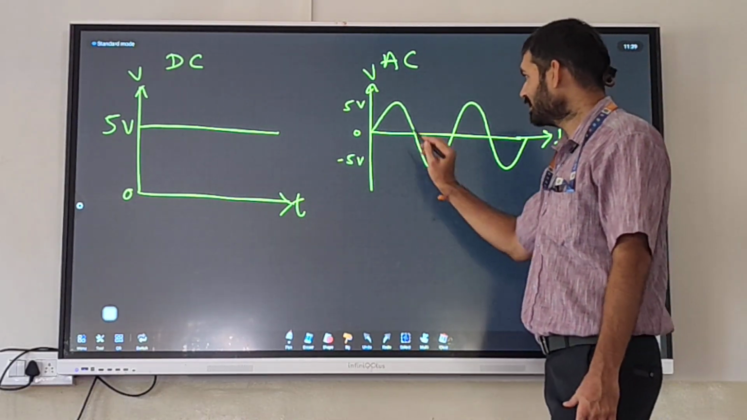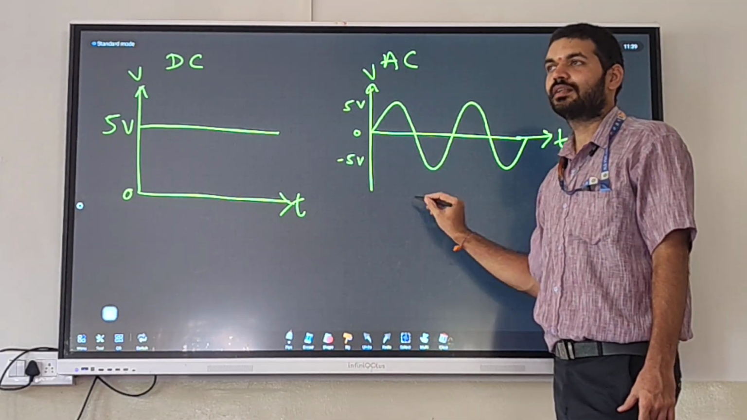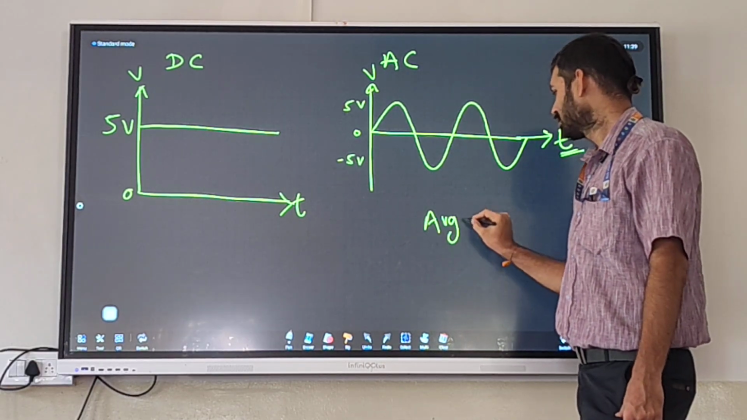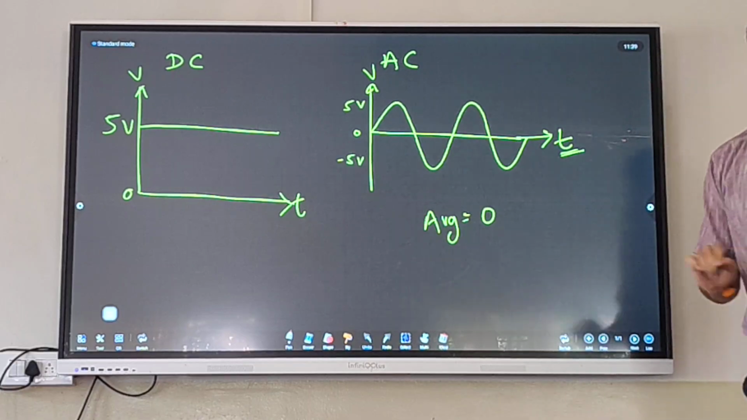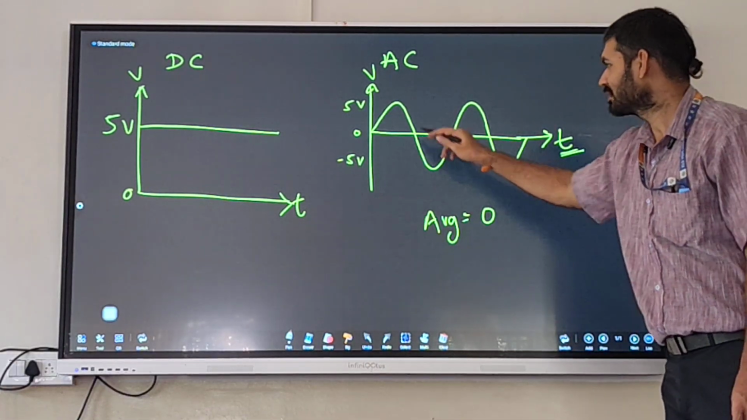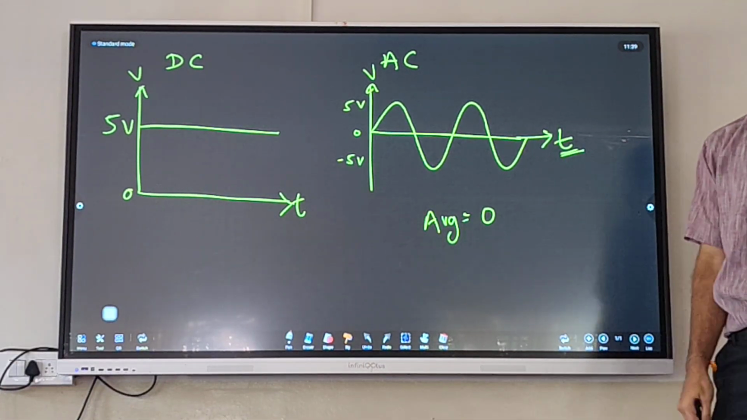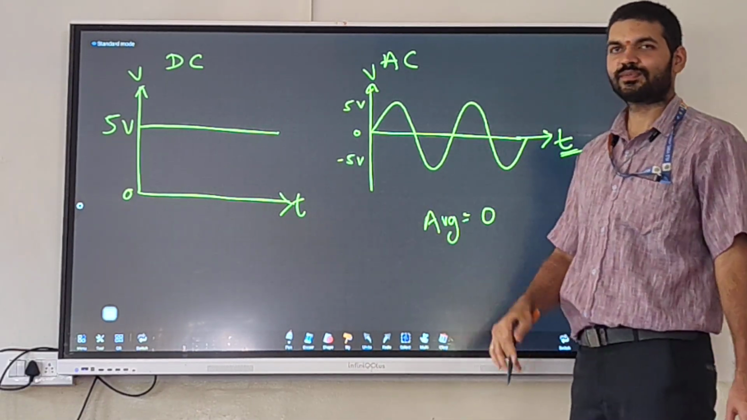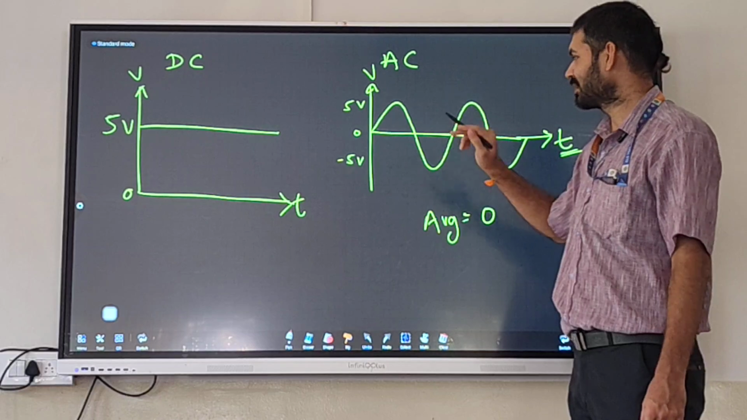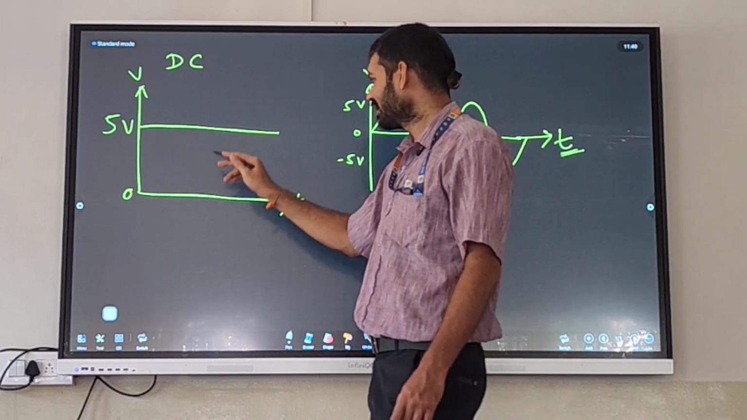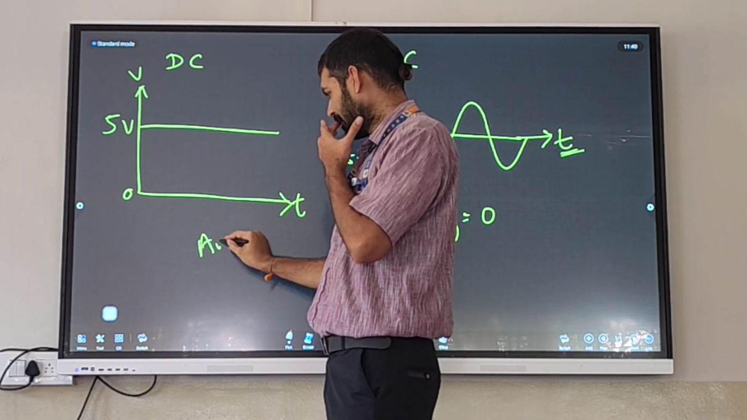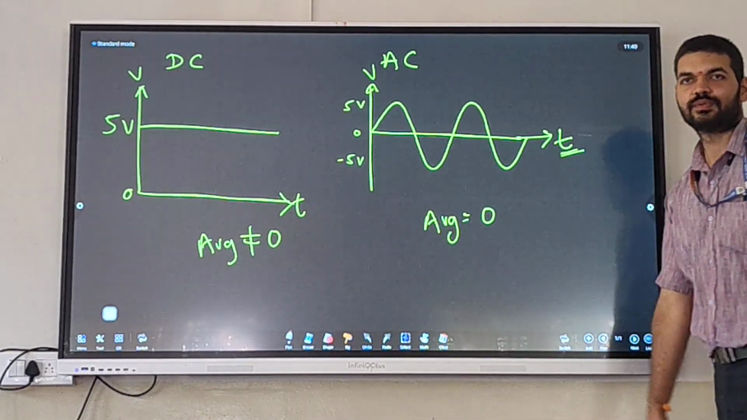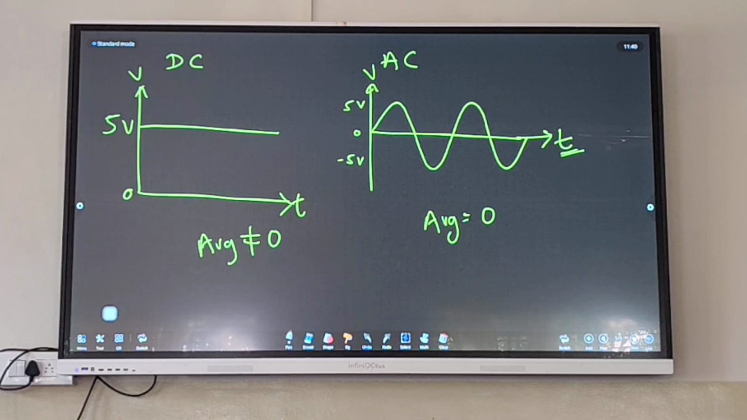Or an AC signal is the signal whose average is 0. Take the average of this and you get 0. Correct, sir? Because positive will cancel the negative. This plus this one is 0 by 2. Here the average is non-zero. Average is non-zero. Fine.